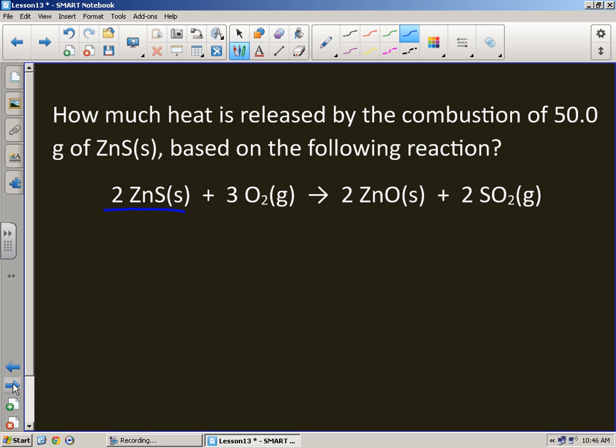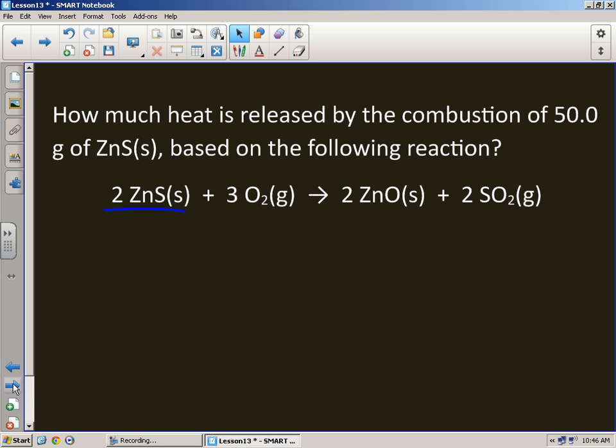All right, so I'll let you guys work on that a little bit. What's the first thing you guys need to do? What's the first thing you need to do? What's that? Balance it? It's balanced. What next? Find... You could find the moles, sure. What else are you going to need to do?